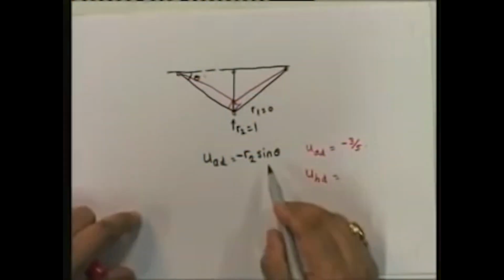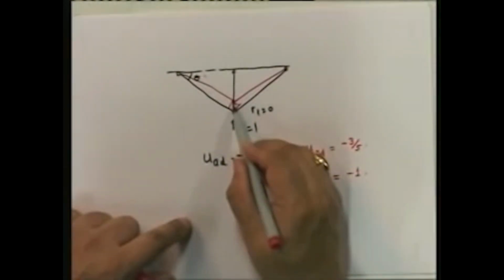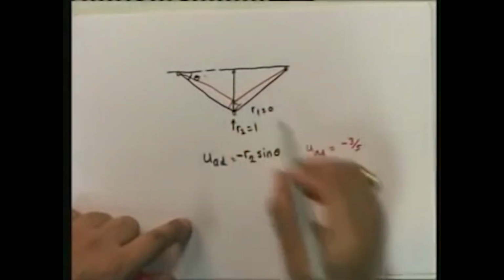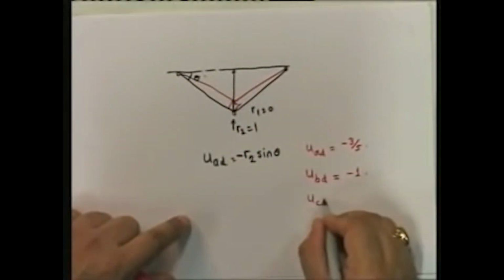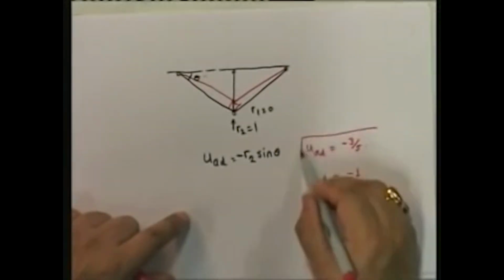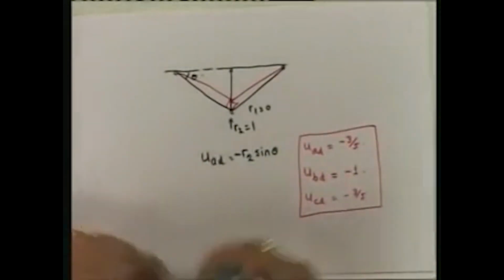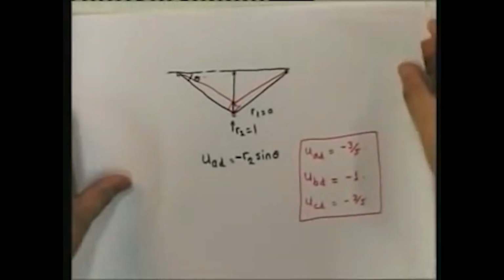Okay, and UBD, you will see now here when you do sine theta for the vertical member, sine 90 is 1. So therefore, you will see that UBD is equal to 1. And that is true because here, whatever the displacement is directly the shortening of the vertical member. And UCD is going to be equal to minus 3 by 5. So we are done with the kinematics now.